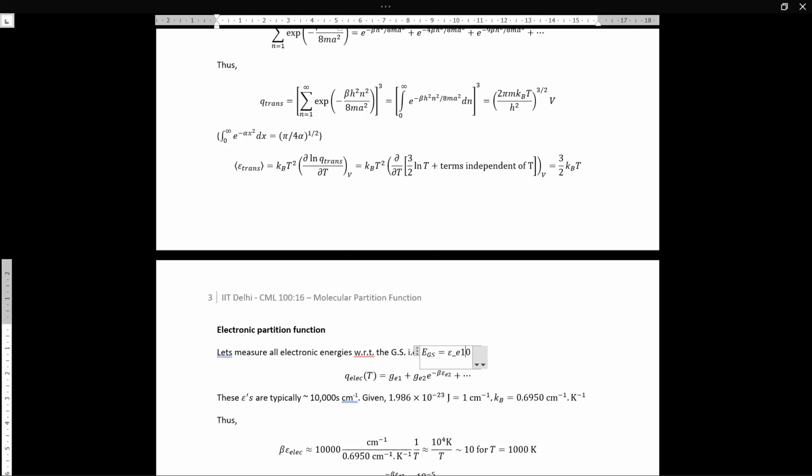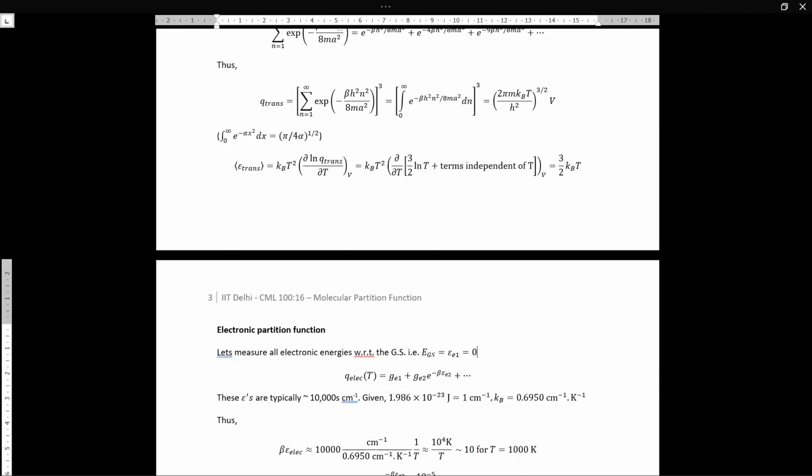So that happens to be 0, so it's only g_E1, and more often than not, your ground state is non-degenerate. There are cases where it is degenerate, but mostly it's non-degenerate, so this would also go to 1. Then g_E2, whatever the degeneracy of the second state is, times e to the power minus beta epsilon E2.